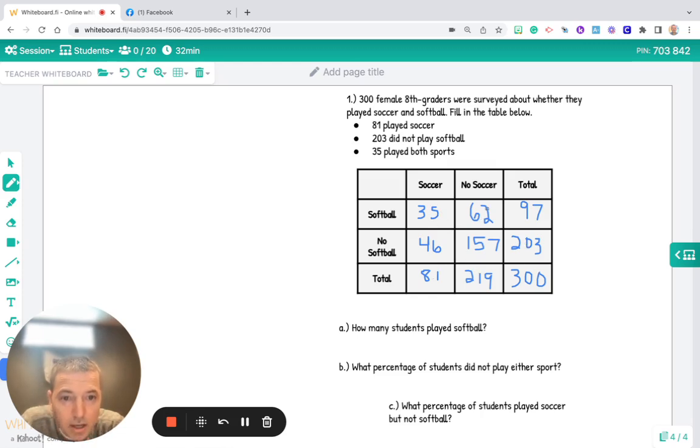But they also got to add going down. And so again, if I added these two, it makes 81. Added these two, it makes 219. And if I add these two, it makes 300. So this box is good. It's always good to check it at the end. So let's answer our questions.